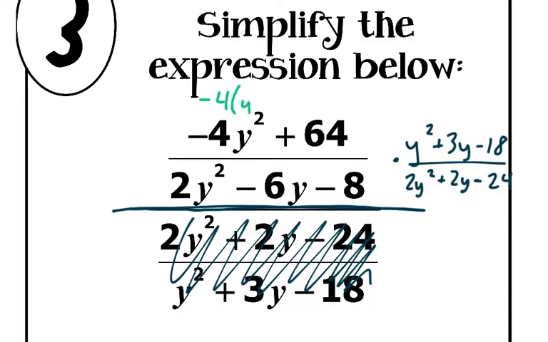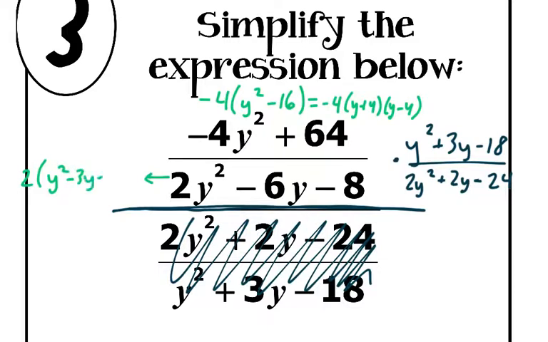Leftovers, I get y squared minus 16. If I divide 64 by negative 4... Ooh, that's really, how about difference of squares? So it's really going to be negative 4, y plus 4, y minus 4. Okay, that's cool. That's the top. Okay, over here, if I take out a 2, I'll be left with y squared minus 3y minus 4.